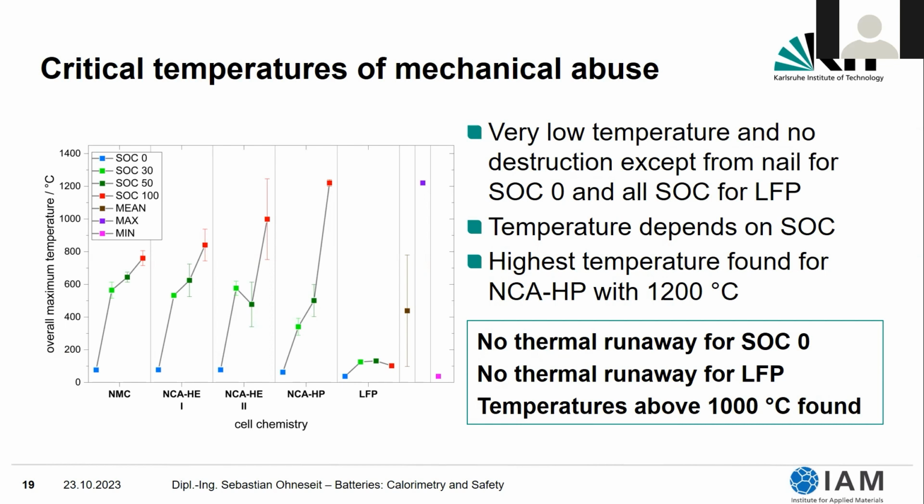and it was interesting to compare it to the other chemistries. The highest temperature we found was for NCA high power cells, and that one always reached around 1200 degrees C, which is very interesting if you think about means to put out an actual battery fire that has those temperatures. The use of water can be put into question, and also you might have seen some devices that firefighters use to get into the battery pack, which are, in my opinion, highly questionable, because they will immediately get the batteries to 1200 degrees C by using those devices. To summarize, no thermal runaway for SOC 0, no thermal runaway for LFP, and we are able to find temperatures above 1000 degrees C for cells charged to SOC 100.